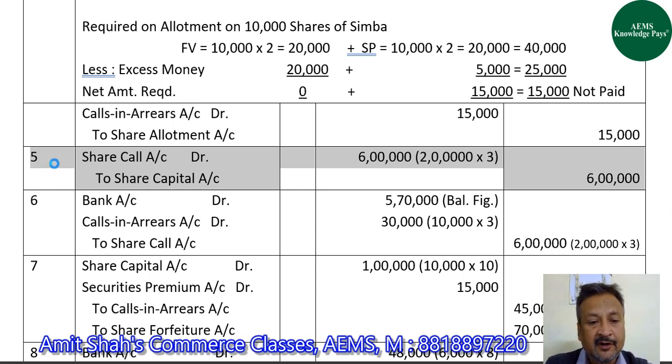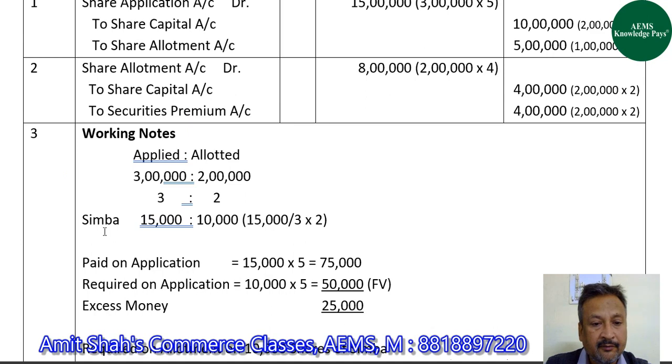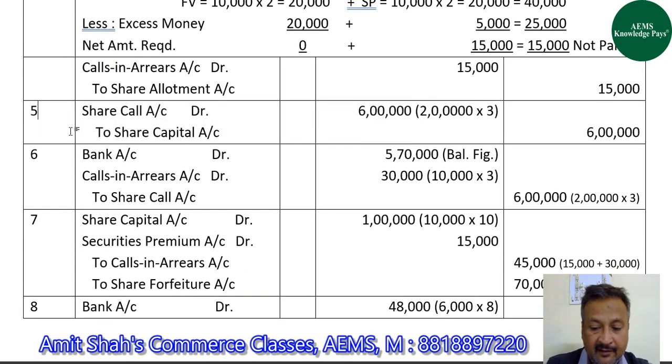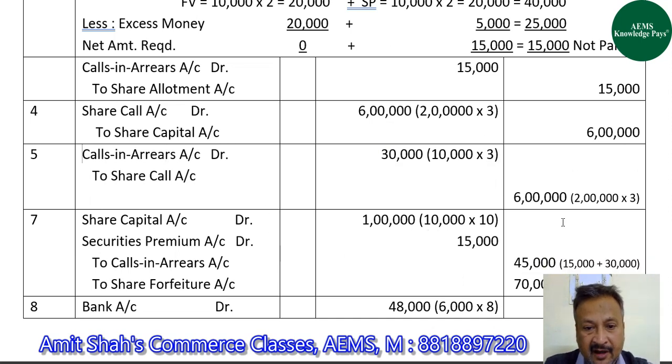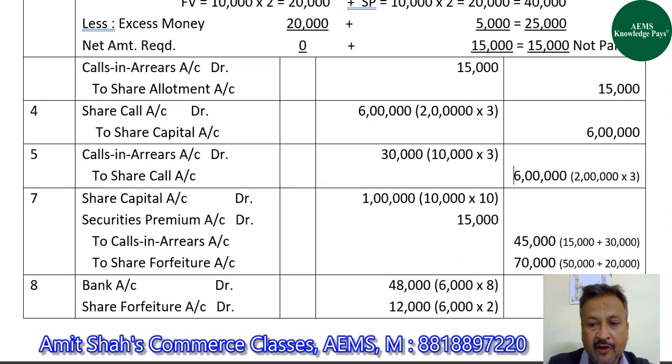Entry number 4 will be same. Entry number 6 would now be 5. From here again we will remove bank with 570, and with that now the entry would be calls in arrears account debit to share capital with 5,70,000. Sorry, 30,000.